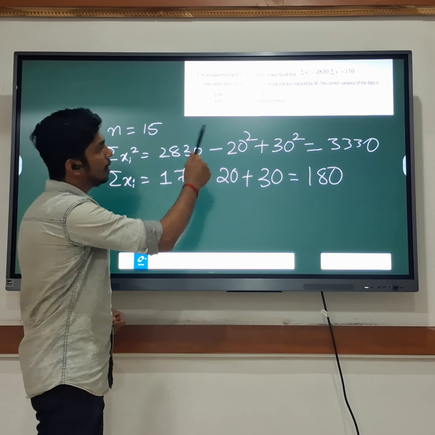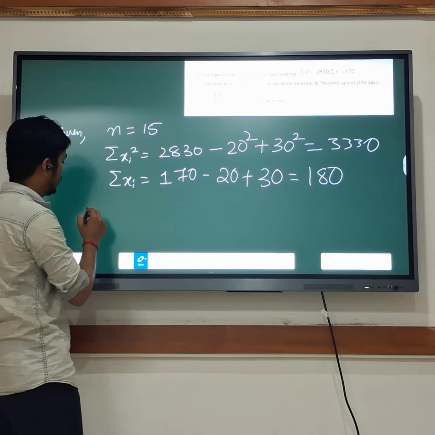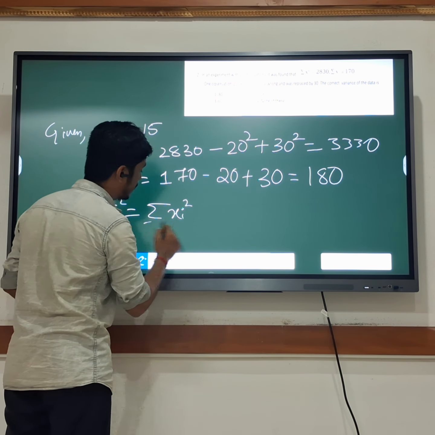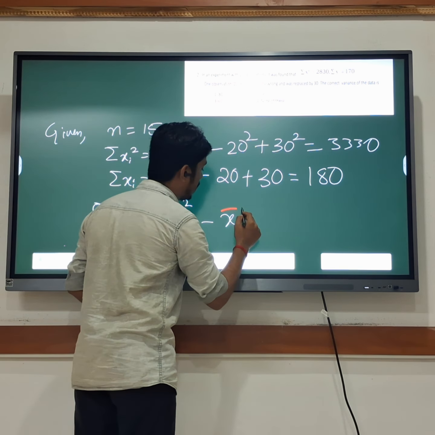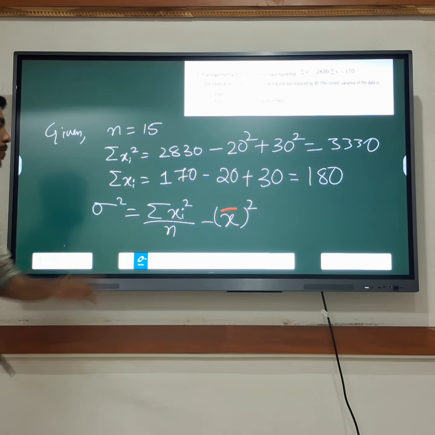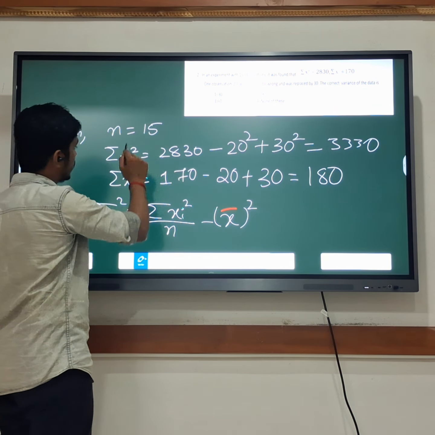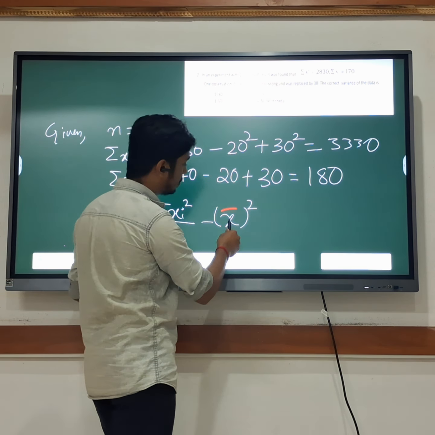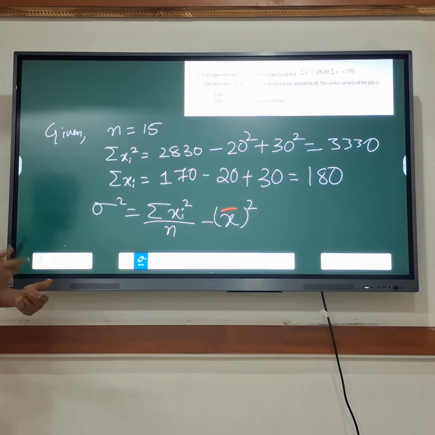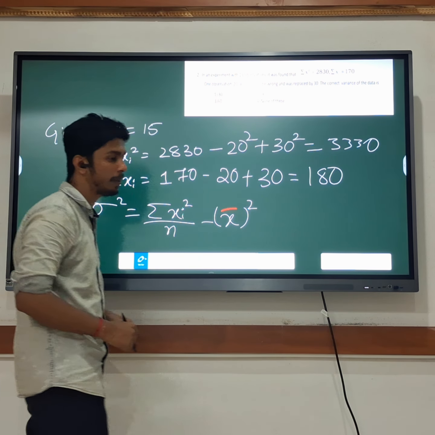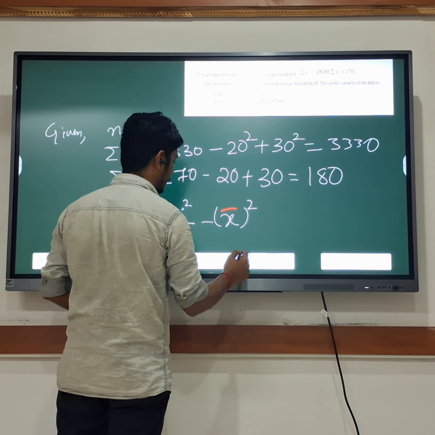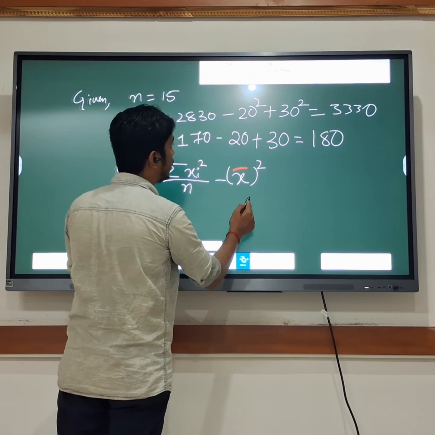Now the correct variance of the data. So sigma square is equal to summation xi square divided by n minus x bar whole square. We know n, we know summation xi square, and we know summation xi. Here x bar means summation xi divided by n, the sum of the observations divided by the total number of observations, which we call the mean. So just substitute these values.